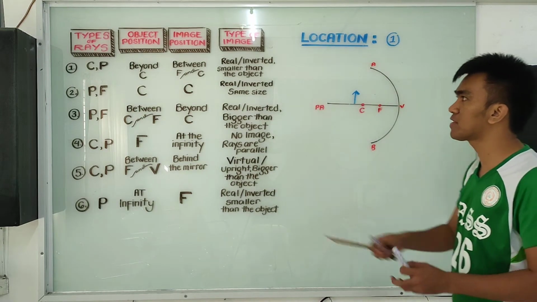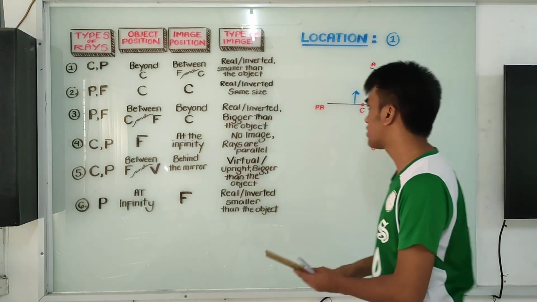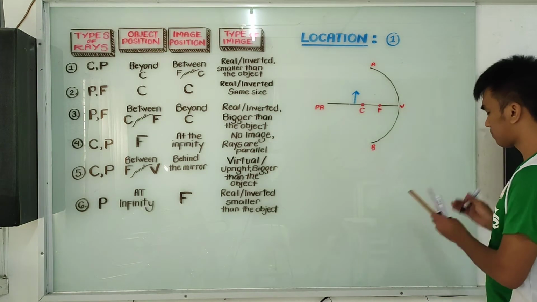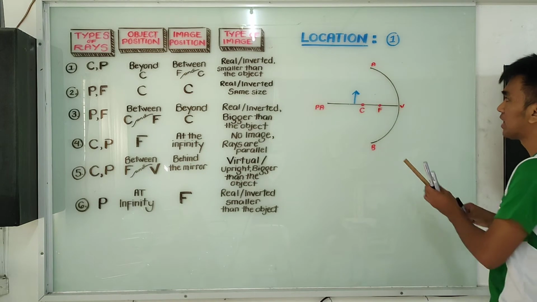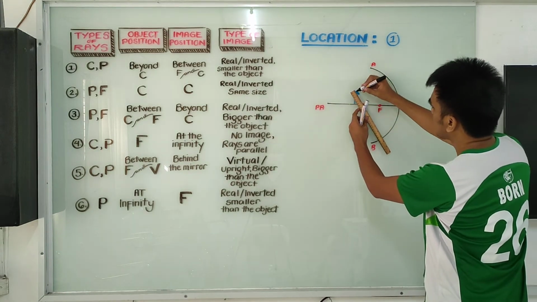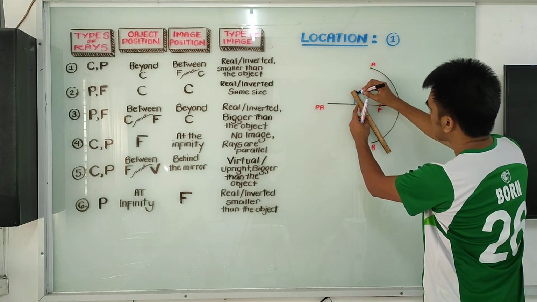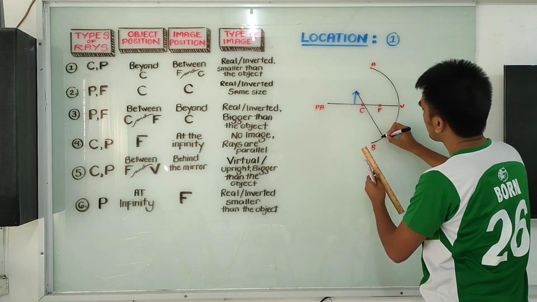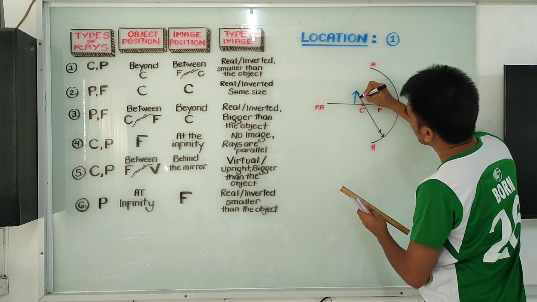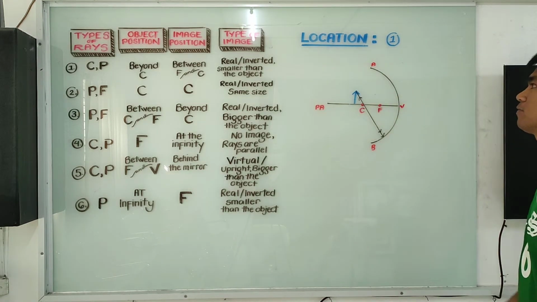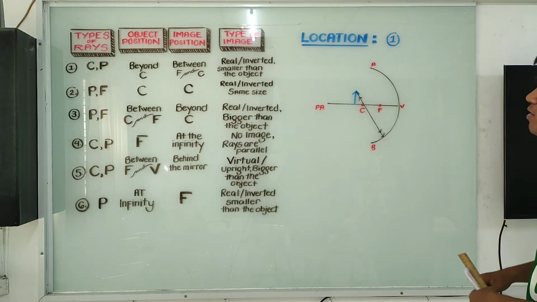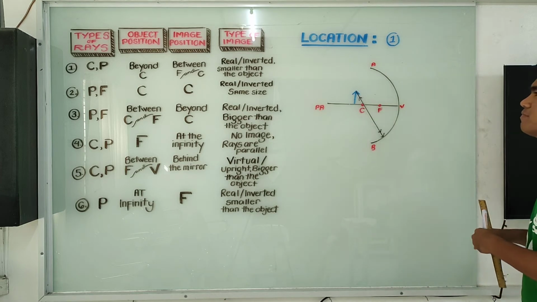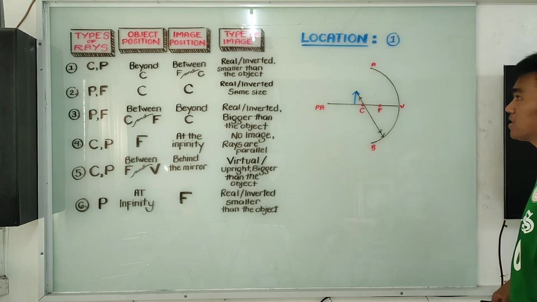Between F and C, let's now use the types of rays. Let us illustrate first the chief ray, letter C. So here we are going to use a chief ray. If it's a chief ray, remember that it always passes through the center of curvature, and it will reflect back through the center of curvature. And then the principal ray.